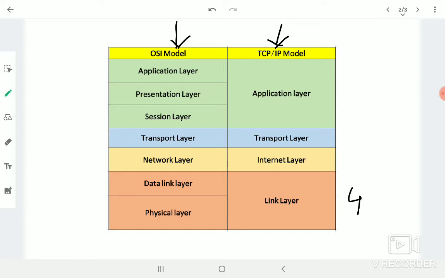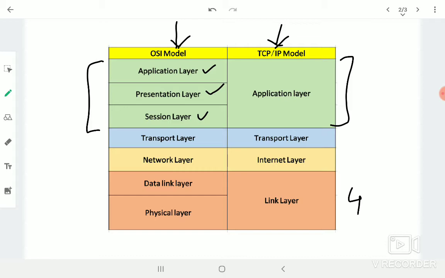You can see the TCP/IP model's first layer, or the layer that starts from the top, is application. And over here, OSI has three different layers: application layer, presentation layer, and session layer. So let's talk about the OSI model first. And what do these layers do?